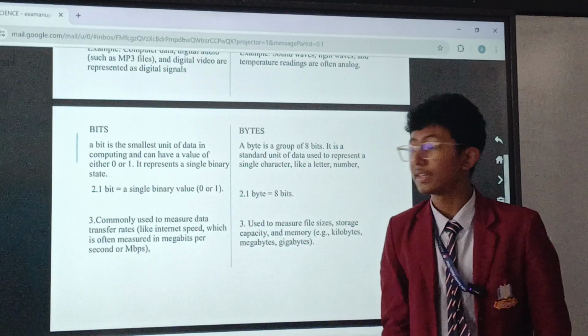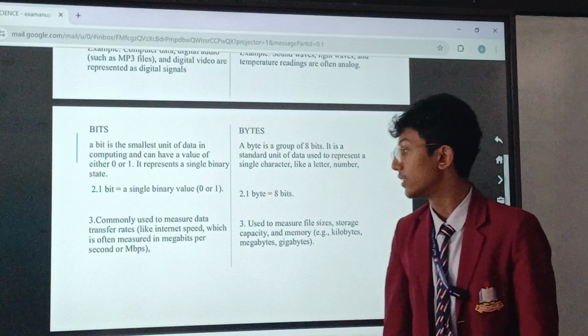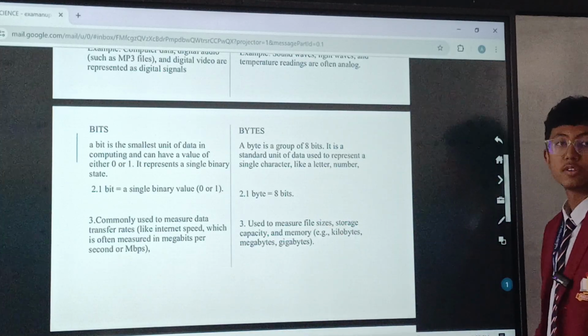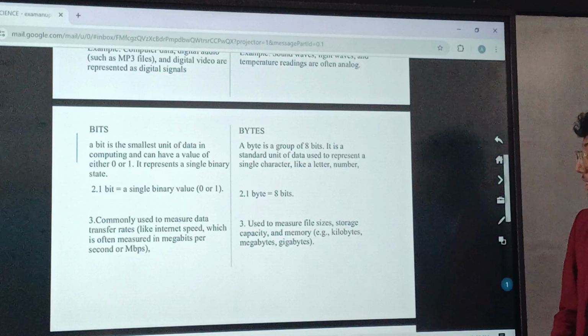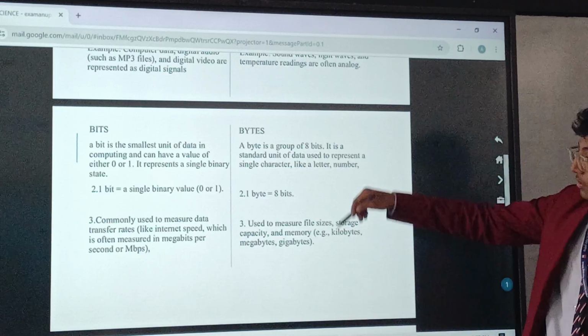Commonly, this is used to measure data transfer rates like internet speeds, often in megabytes per second or Mbps. It is also used to measure file sizes, storage capacities and memories, like kilobytes, megabytes and gigabytes.